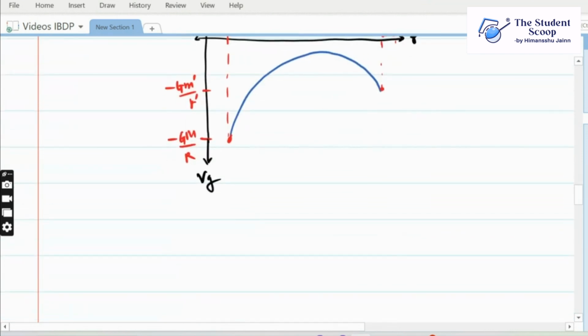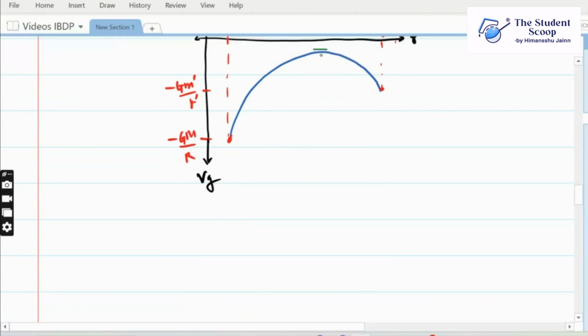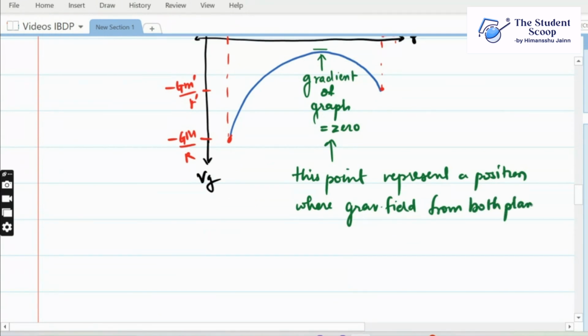So this is how we are supposed to draw it. Now, the one important point in this graph that I would like to make is the point where the gradient of the graph is 0. What does this point represent? This point represents a position where the gravitational fields from both the planets cancel out each other. So basically there is no net field.